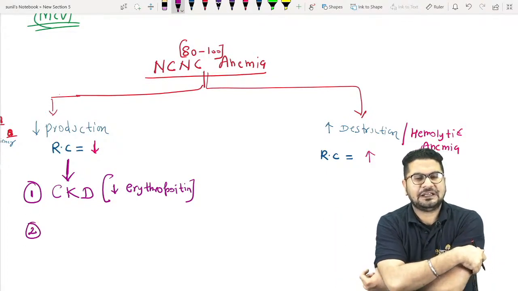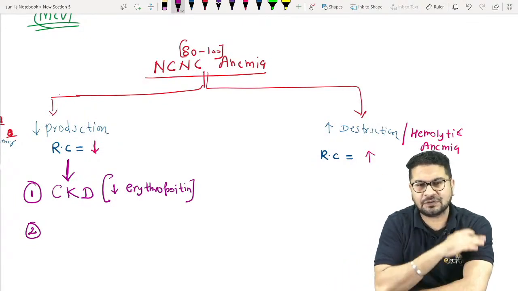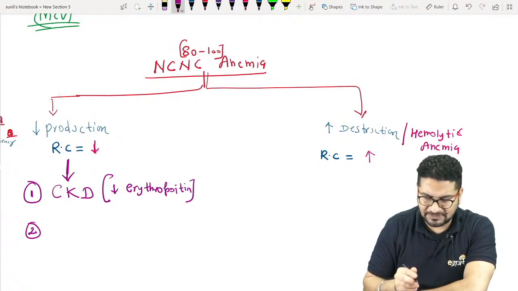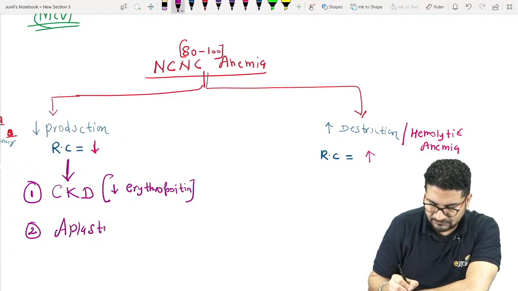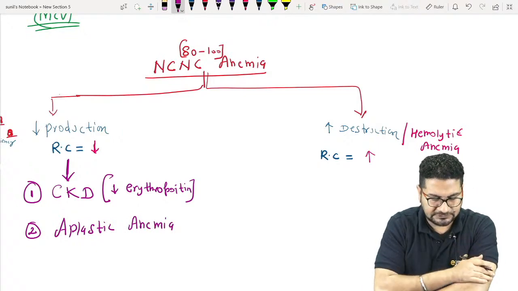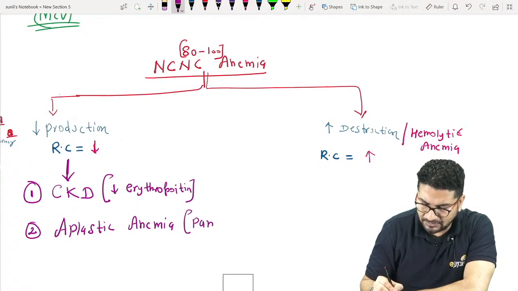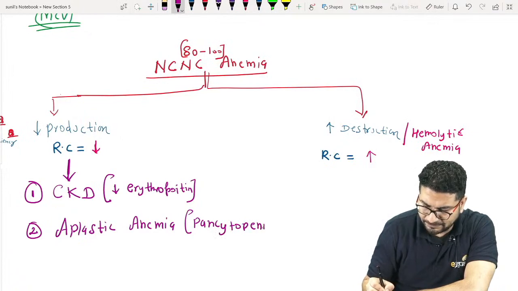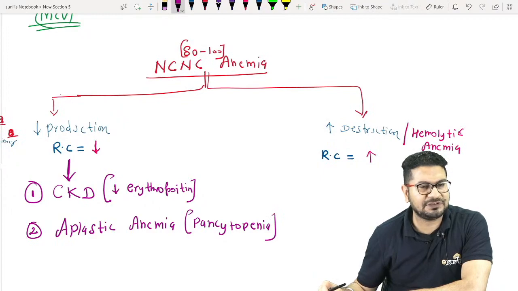Second, there are hematopoietic stem cells. Suppose they are totally lost. There is complete destruction of hematopoietic stem cells, that is seen in aplastic anemia. So the next cause will be aplastic anemia. In aplastic anemia, you will see pancytopenia. All RBC, WBC, platelets are decreased. So pancytopenia is a feature of aplastic anemia. RBC, WBC, platelet, all are decreased.